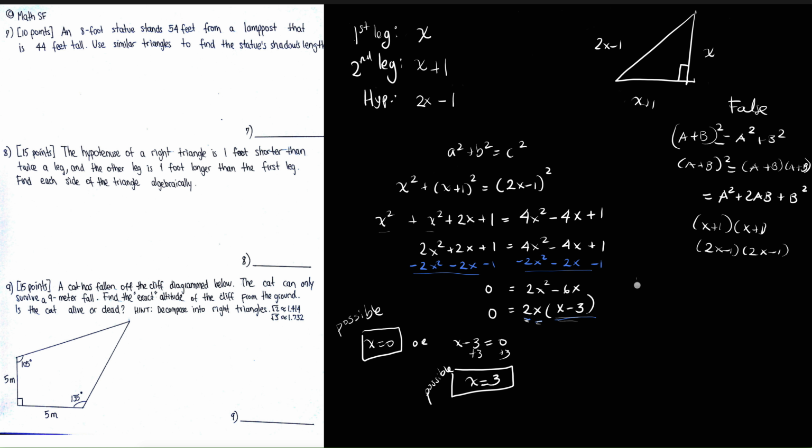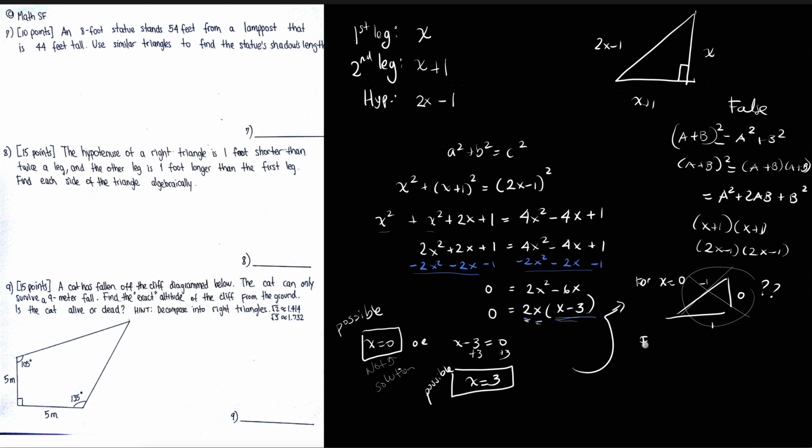So for x equals 0, my dimensions will be what? Let's say the first leg will be 0, and the other will be negative 1 and positive 1. But wait a minute. We're talking about geometry. I cannot have a triangle with side 0, neither with negative. So x equals 0 is not going to be one of our possible answers. It is not a solution. Maybe x equals 3.